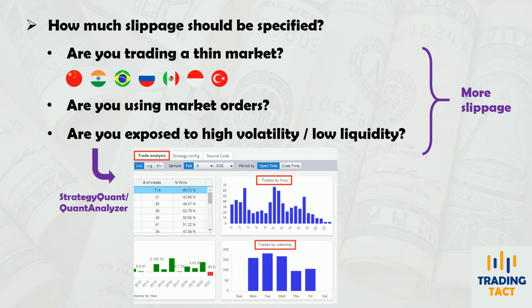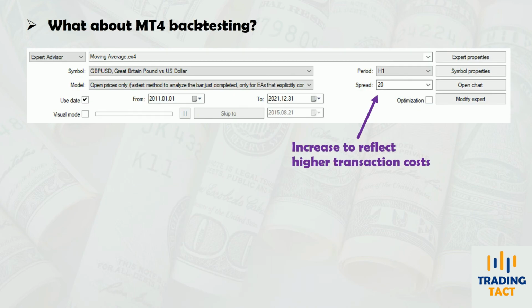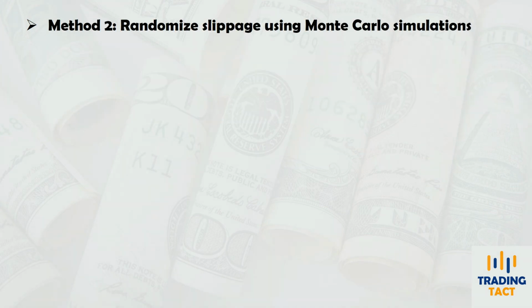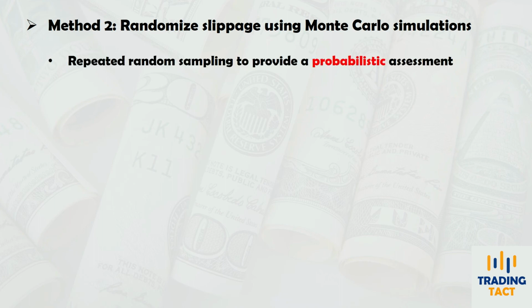If you use MT4 for backtesting, you won't be able to directly specify slippage. You can increase your spread to reflect higher transaction costs, but you won't be able to specifically target your strategy's market orders. Another approach is to randomize slippage using Monte Carlo simulations. Monte Carlo simulations use repeated random sampling to provide a probabilistic assessment of strategy performance.